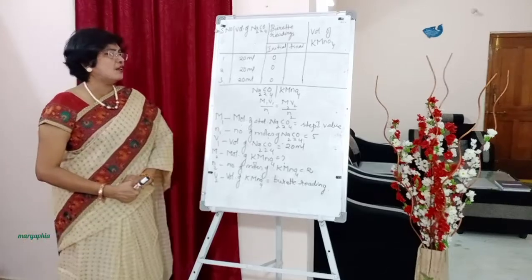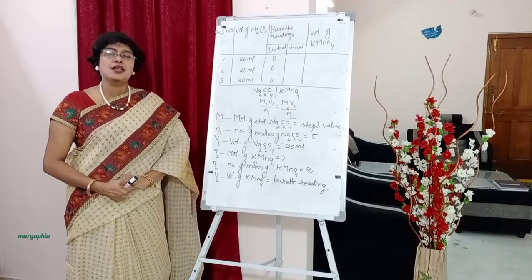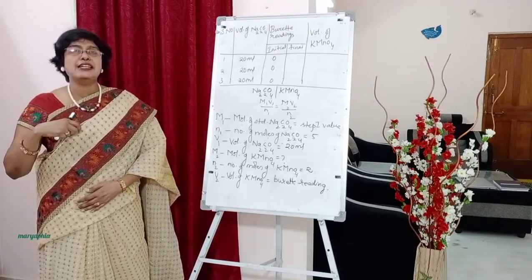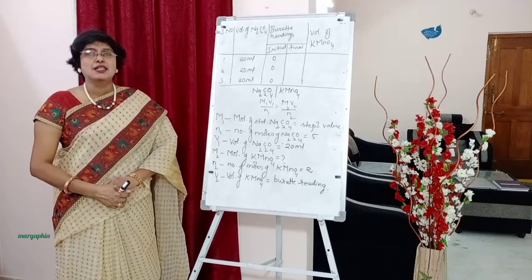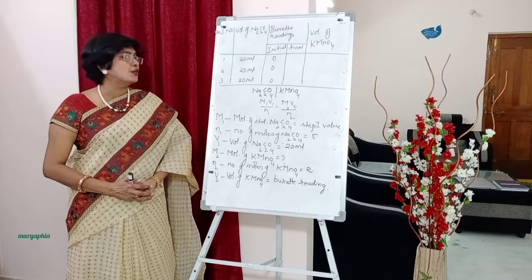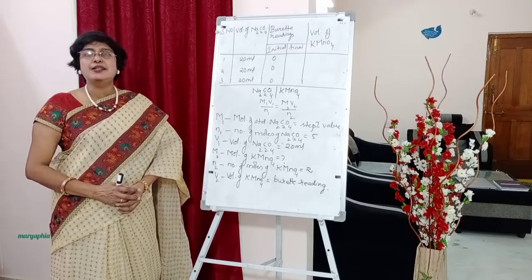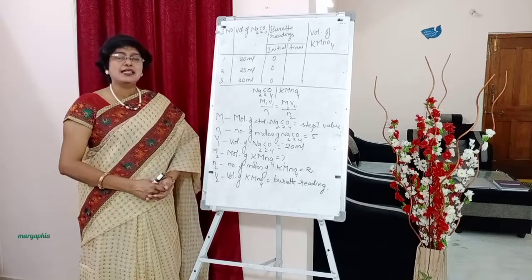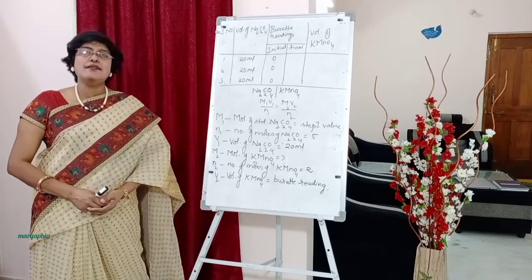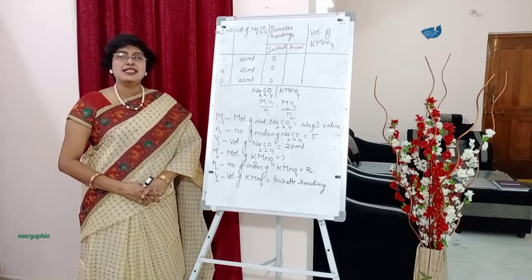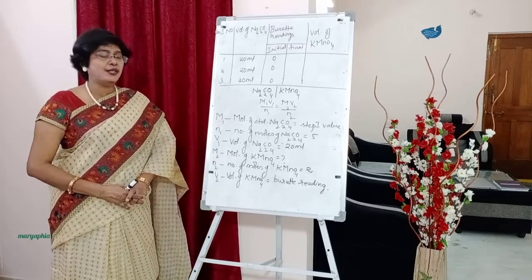Below the table, write down, students, Na2C2O4 versus KMnO4. So Na2C2O4 titrated against KMnO4. Below, write down the formula M1V1 by N1 equals M2V2 by N2. Below, write down what is M1. Molarity of standard Na2C2O4. So this is the step 1 value.